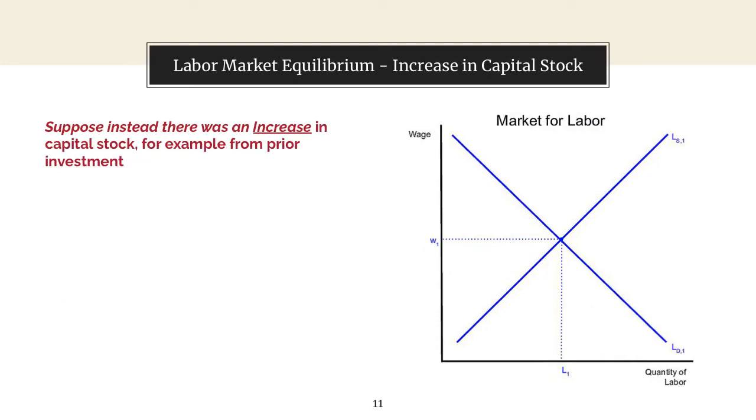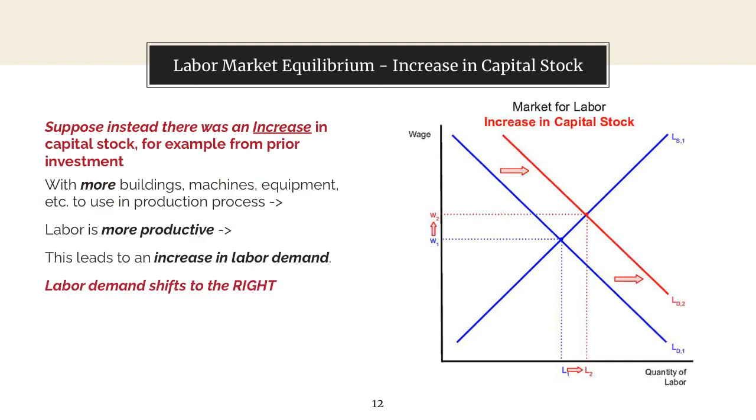Similarly, let's look at what happens if there's an increase in capital stock. For example, from prior investment. Suppose in the last few years, businesses were optimistic and they expanded their facilities. With more buildings, machines, and equipment to use in the production process, labor is more productive. This leads to an increase in labor demand. Labor demand shifts to the right.